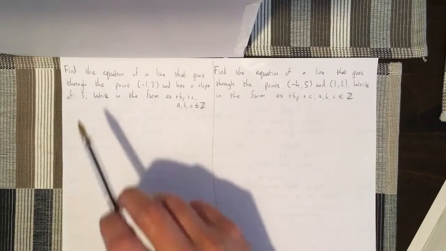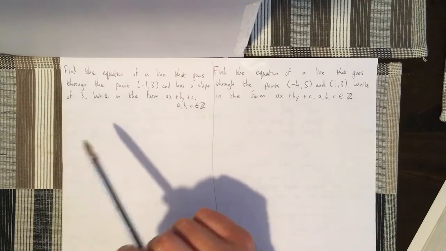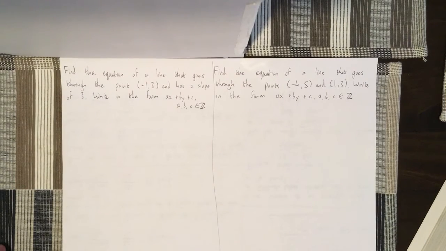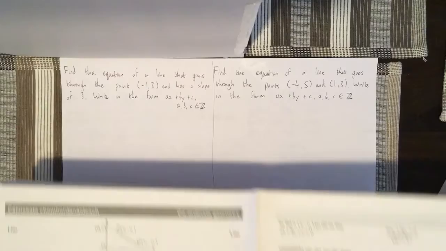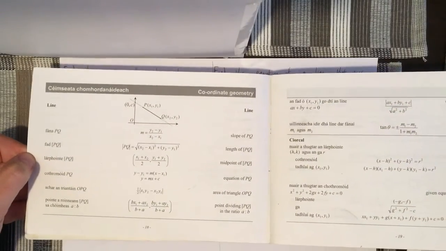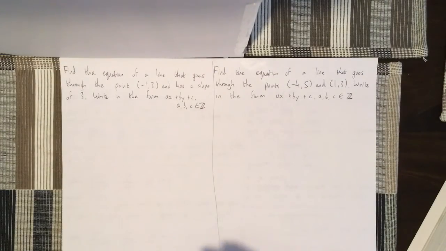Okay, so questions like this where I'm asked to find the equation of a line. Well, to get the equation of a line, just like a lot of stuff in coordinate geometry of the line, the formula is here on page 18 of your formula book.